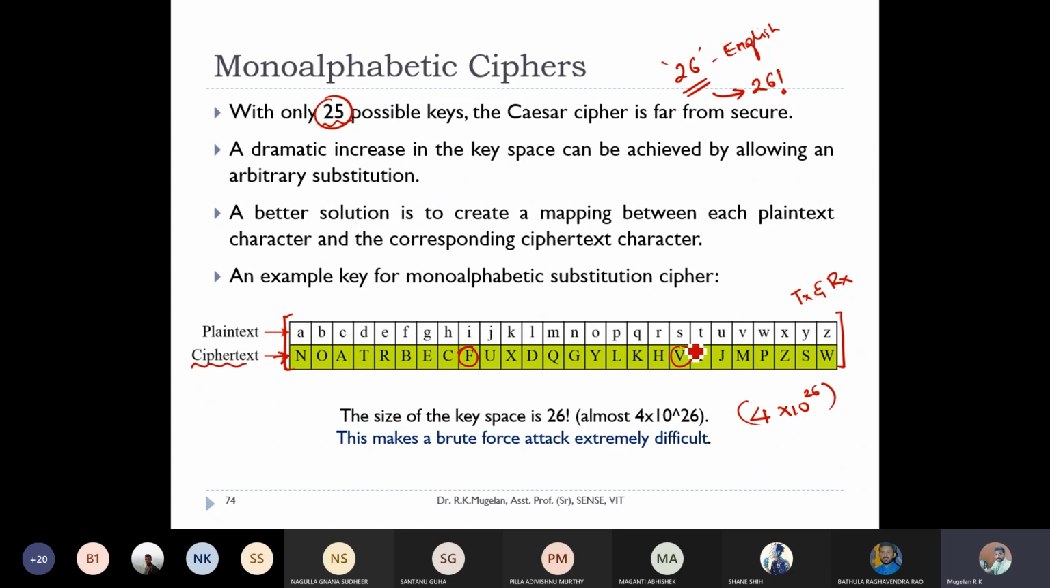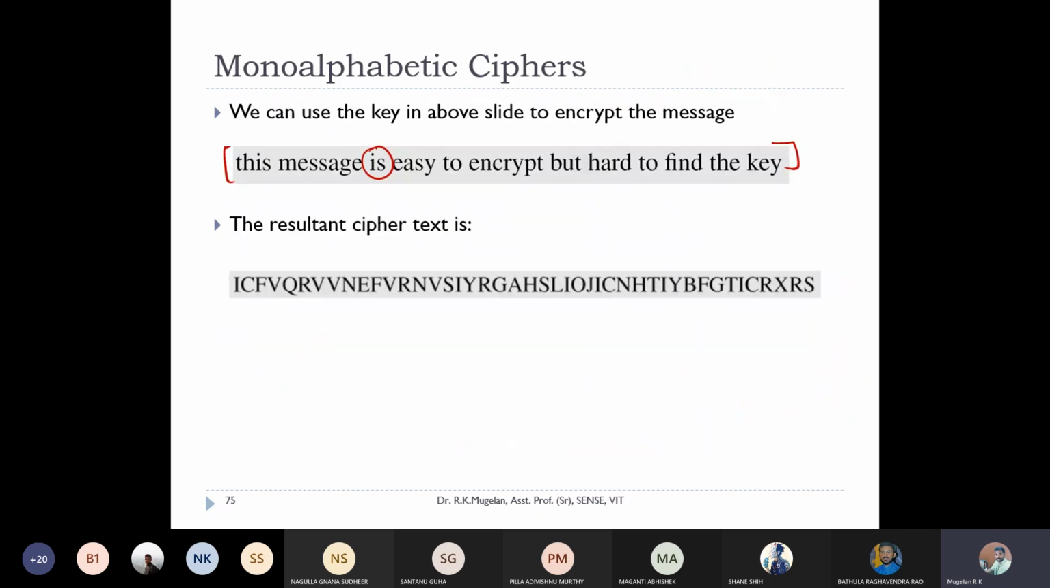There's no stipulated rule saying that I must map to a particular letter, or S must map to a particular letter. It's totally a shuffled version. So these will be replaced with F and V. This is how monoalphabetic ciphers work.